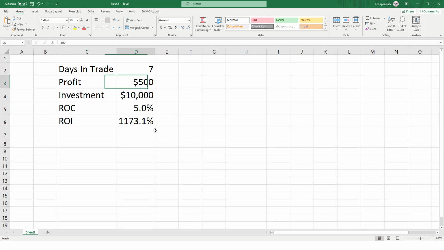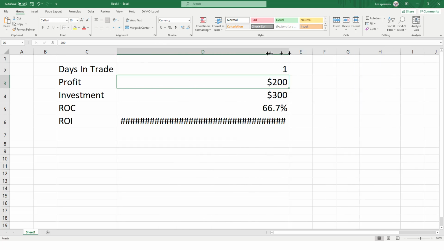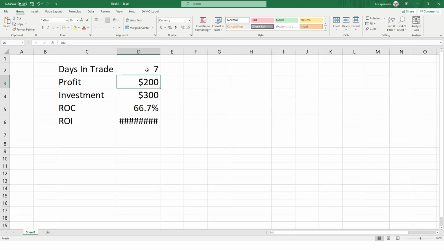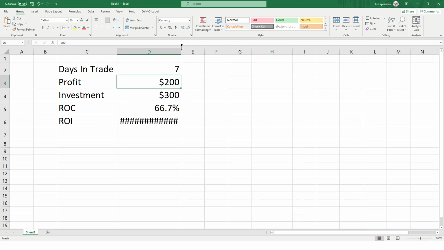A lot of times we'll do a small credit spread, a bull put credit spread, for example. We'll make $200 profit. We will have risked $300, and we'll do that over, let's call it a 1-day period. And you can see that our return on investment is too big to display. Let's turn it into a 7-day trade so we can actually see the number. Here we go. That's a great big number. But that's kind of unrealistic because we're not going to do that every time.